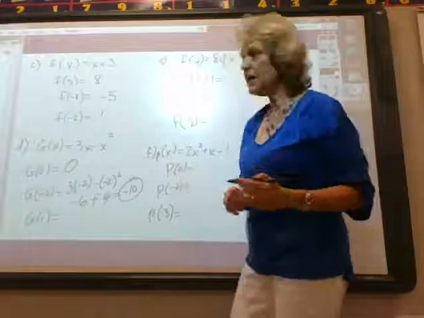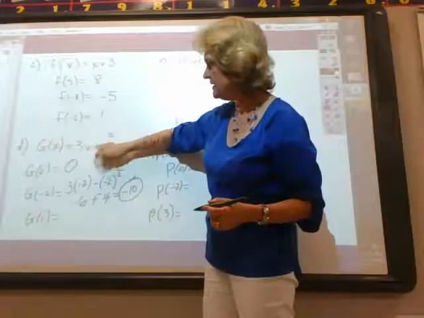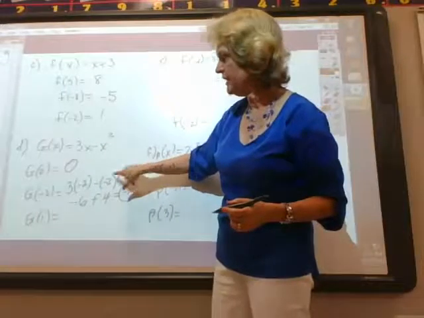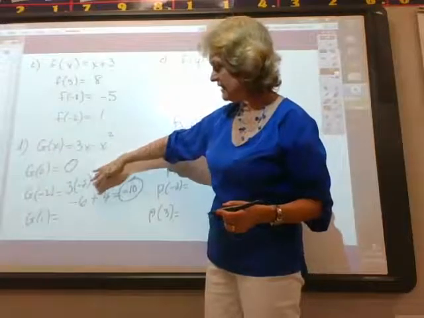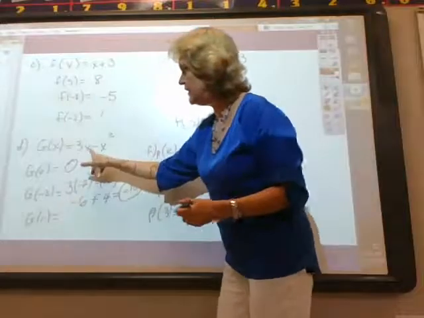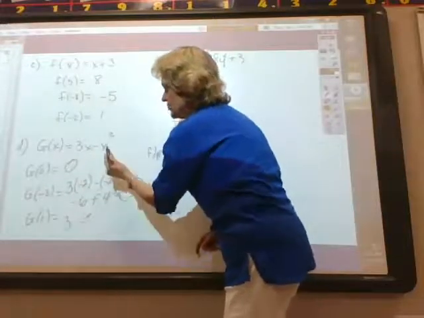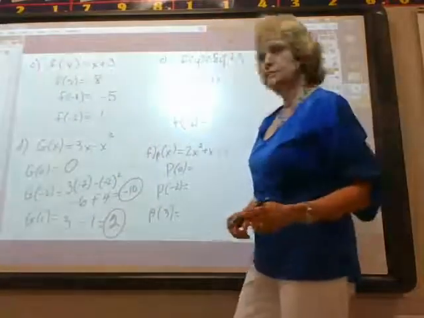Hope you see all that. If you need to go back through, you're plugging in negative 2 for x. It's minus negative 2 getting squared. So negative 6 minus a 4, adding the opposite, negative 10. Then for g of 1, I'm going to plug in 1. So 3 times 1 is 3. Minus 1 squared is 1. So g of 1 is 2.